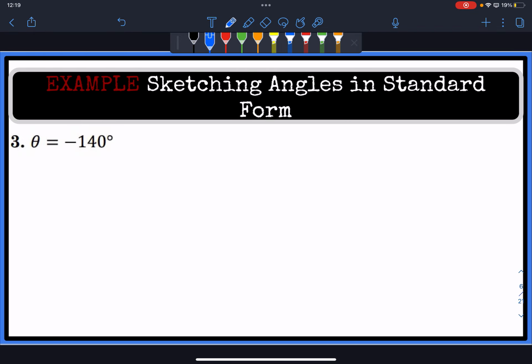Now, to rotate in a negative direction, we still start on our initial side, which still begins again on the x-axis, but we just now rotate downwards instead of counterclockwise. So we go clockwise instead of counterclockwise. So that makes this quadrant, remember every quadrant is 90 degrees, so this would be negative 90 degrees if we're going again clockwise, negative 180, and negative 270.